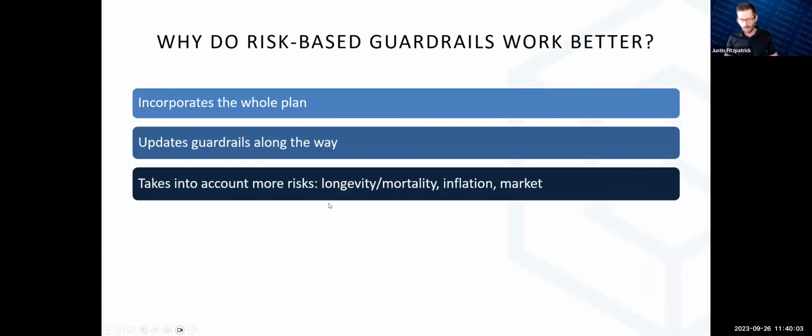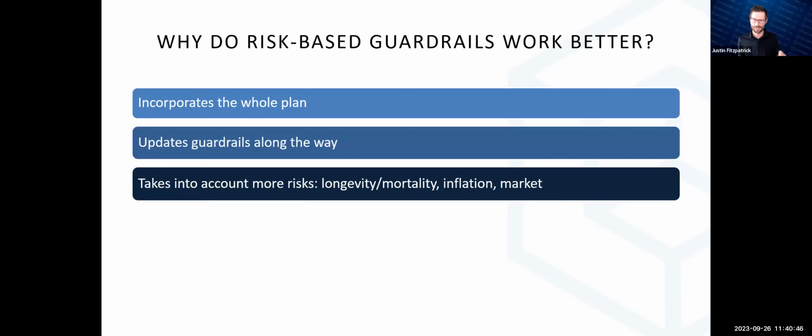Okay, so why are risk-based guardrails working better? The primary things are, the guardrails themselves are not arbitrary. They're based on all the risks of the plan itself at each point in time. So it incorporates the whole plan. Even if it's withdrawals only, it's incorporating the whole plan, including the amount of plan that remains, what's happened with the capital market assumptions, economic context, and so on. And it's updating the guardrails along the way. So it's much more dynamic.